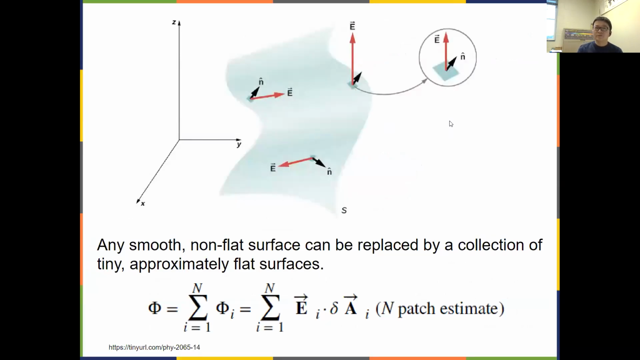Now for an uneven surface, because the surface is uneven, you have to slice the surface into small patches. Each small patch will have an area of delta A, and with the vector form, there's the normal direction of that specific small patch. So it's E dot delta A in that sense. Then you sum over all the patches on the surface to get the total flux through that surface.